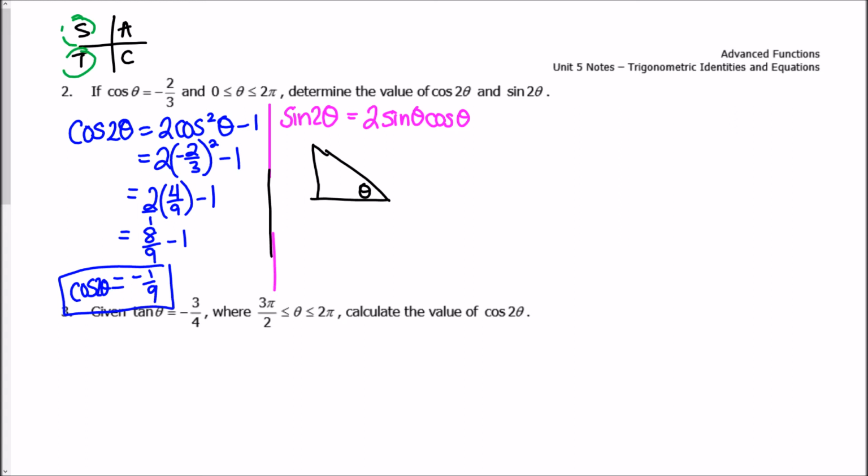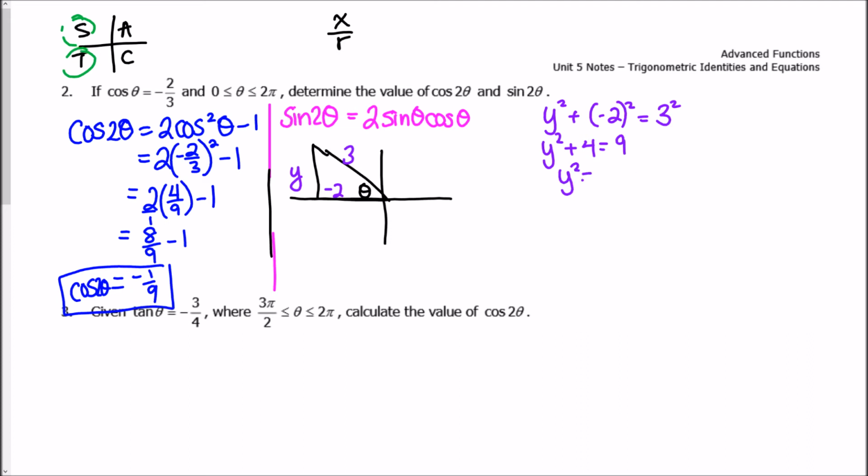And if cosine of theta is negative 2/3, remember, when it's not the unit circle, cosine is x over r. So right here, my x value is negative 2, and my r value, my radius, is 3. So what I can do is figure out what y is by using the Pythagorean theorem. So I can say y squared plus negative 2 squared equals 3 squared. Okay, so then I would get y squared plus 4 equals 9. Solve for y, subtract the 4. So that means y is equal to the square root of 5. So this right here is no longer unknown. I know that this is the square root of 5.